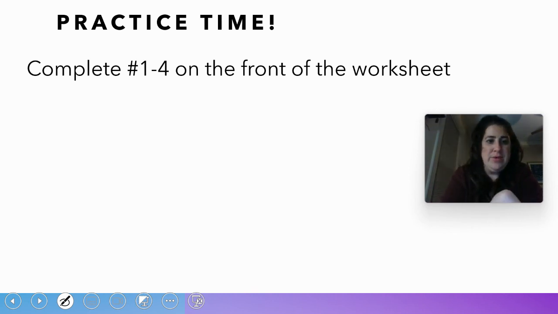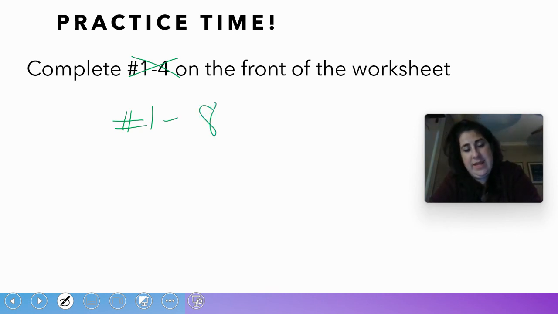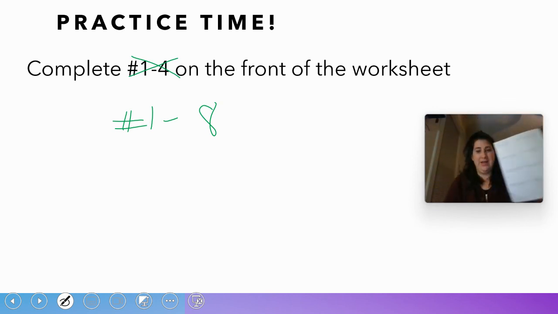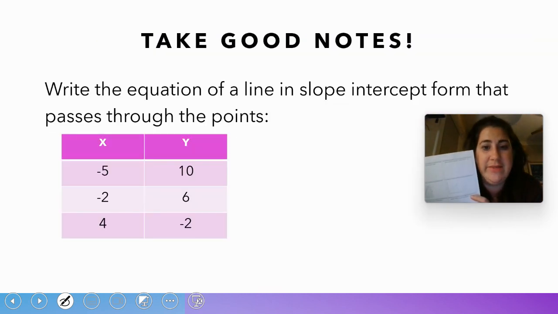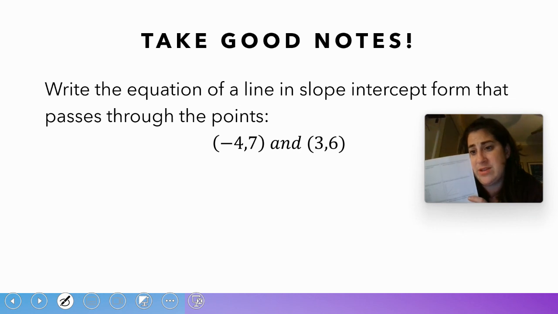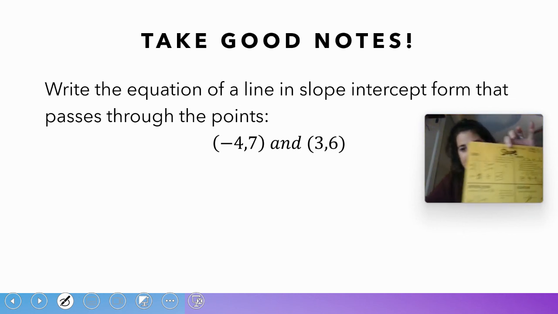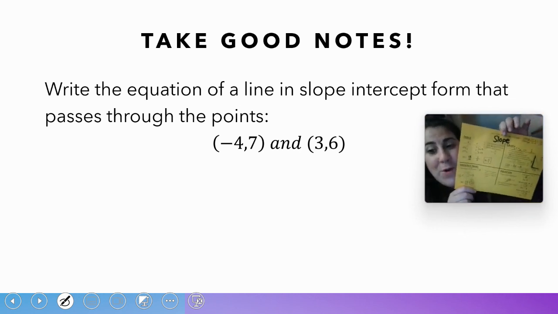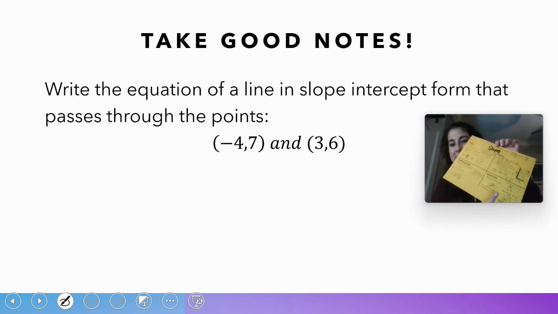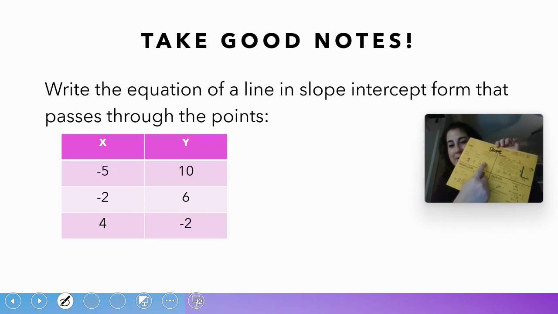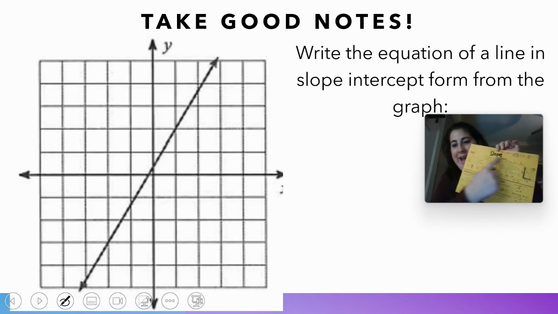All right, so here it says numbers 1 through 4. You want to do numbers 1 through 8. And that's where we're going to stop today. If you have time, after you finish 1 through 8, then you need to try the back. The back is a little bit trickier because it does give you 2 ordered pairs. You have to actually find the slope for this. But remember, you have this handy dandy orange paper so that you can find the slope from 2 ordered pairs, from a table, from a graph.